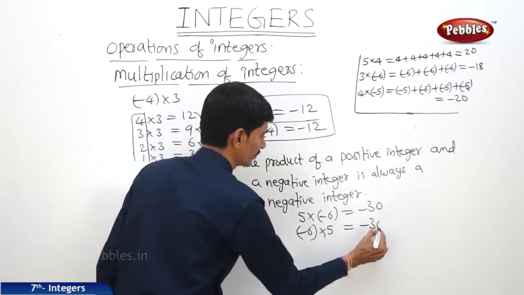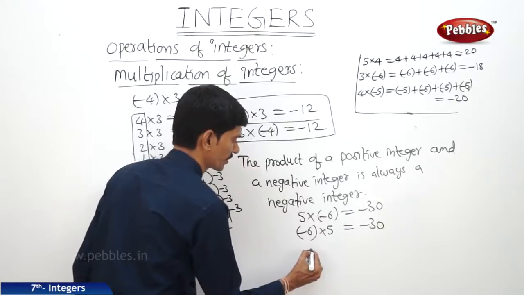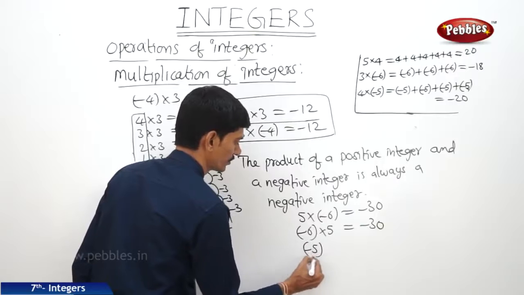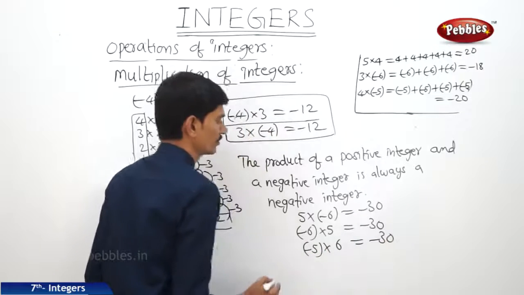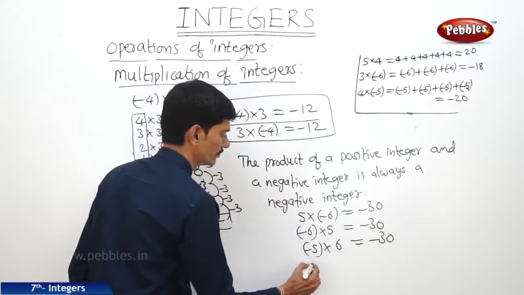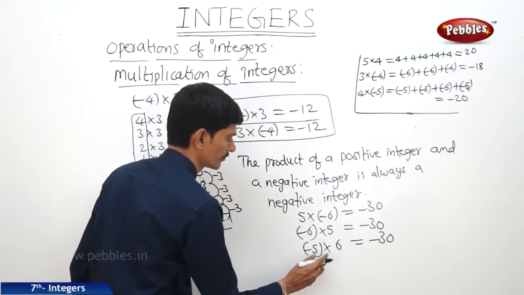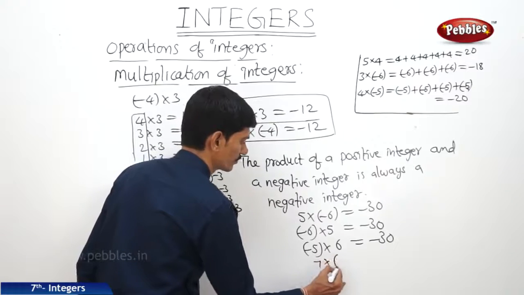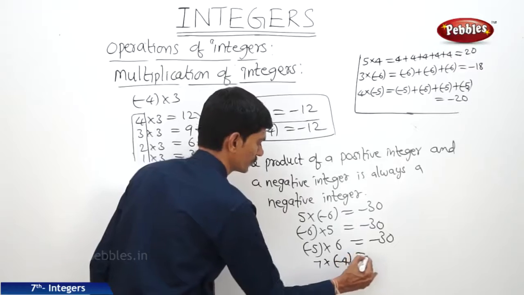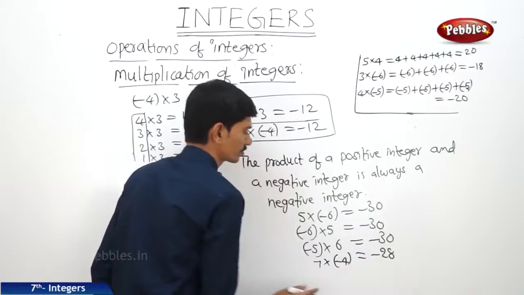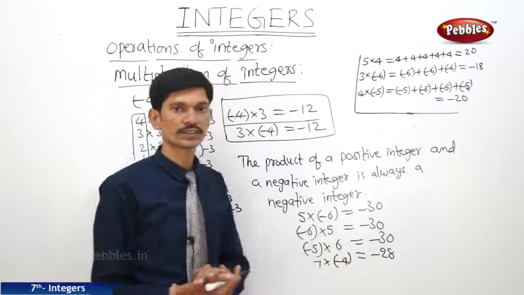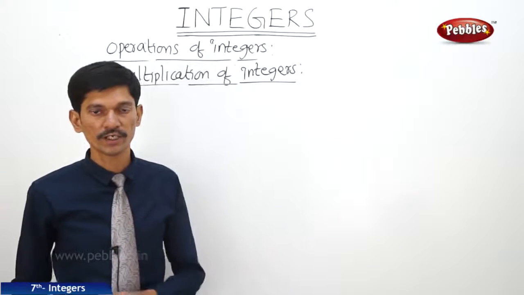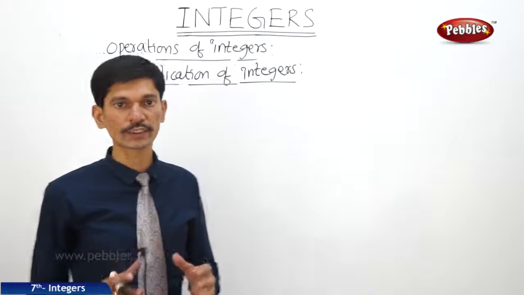So 5 into minus 6 equals minus 30, or we can write minus 6 into 5 equals minus 30, or you can take minus 5 into 6 equals minus 30, or 7 into minus 4 equals minus 28. So the product of a positive and a negative integer is always a negative integer. Now let us see the multiplication of two negative integers.